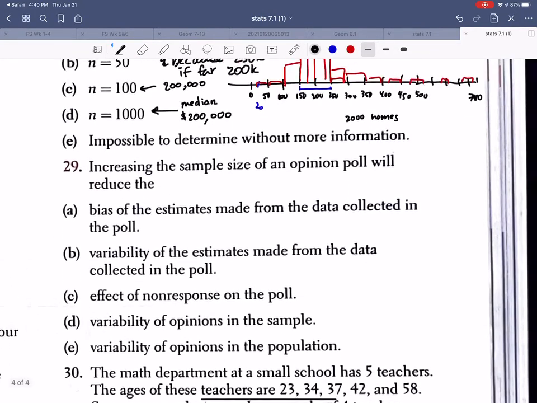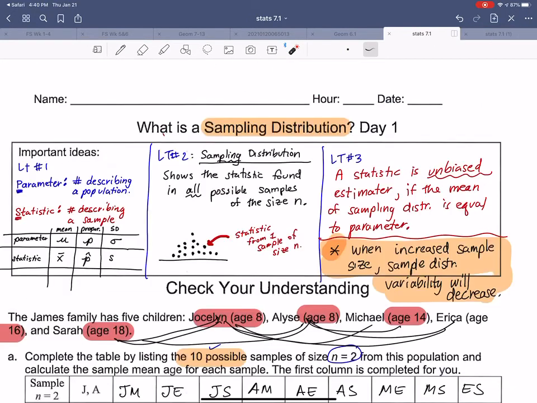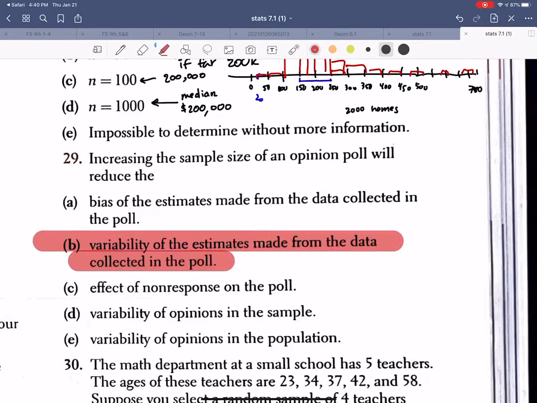Number 29. It says increasing the sample size of an opinion poll will reduce what? So back to our notes, increasing the sample size will decrease the variability of the sample distribution. Okay, so let's find the one that matches here. We've got B. It will reduce the variability of the estimate made from the data collected in the poll. Perfect.